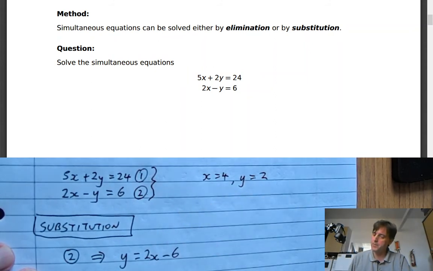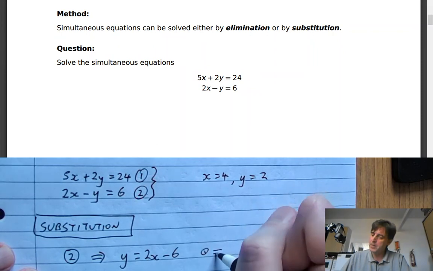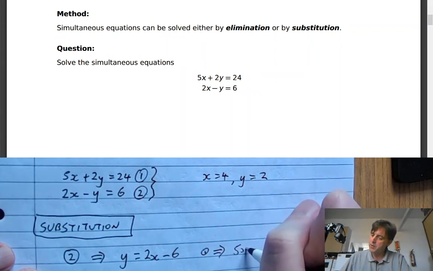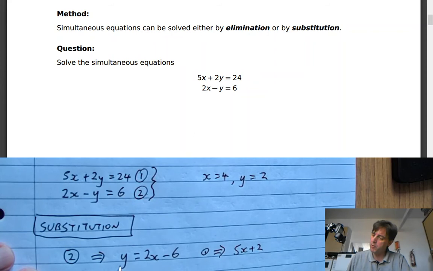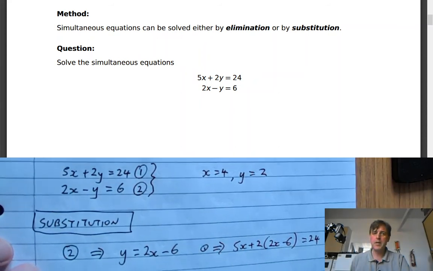Can you see what I've done? Added y to both sides and subtracted 6 from both sides. Then what I can do is I can then substitute this wherever I see y in my other equation. So that means that if I then take equation 1, then that becomes 5x plus 2 lots of, and instead of writing y, I'm now going to write 2x minus 6 like that, and that's got to equal 24.